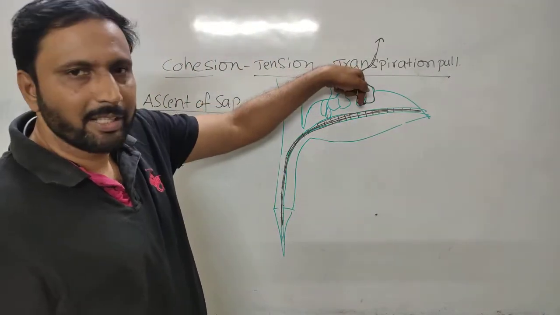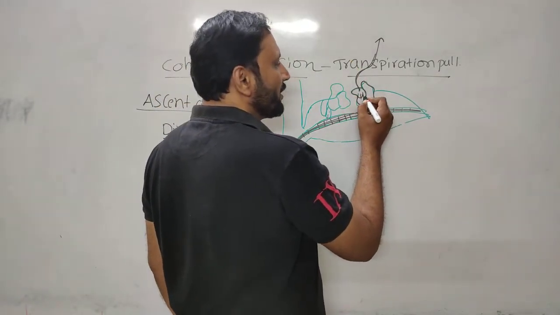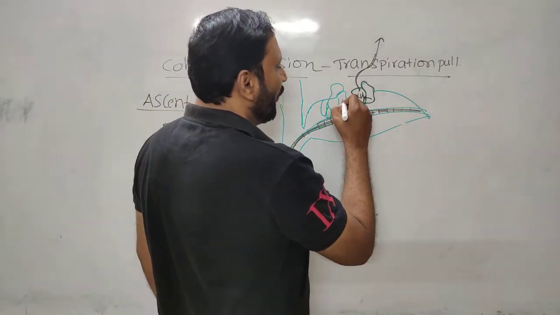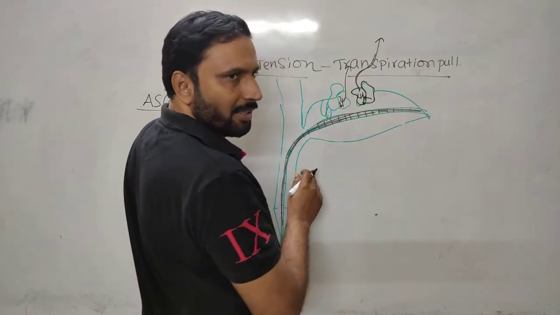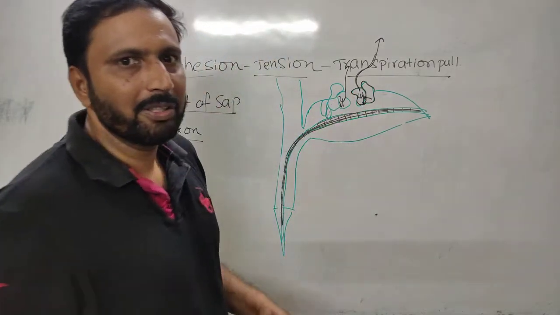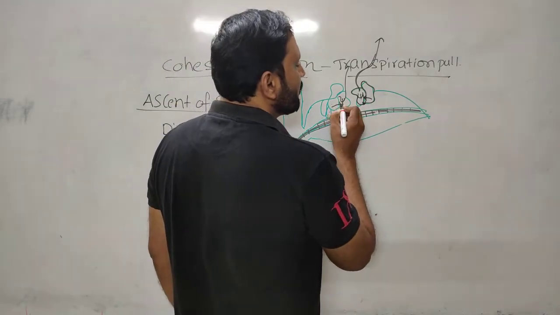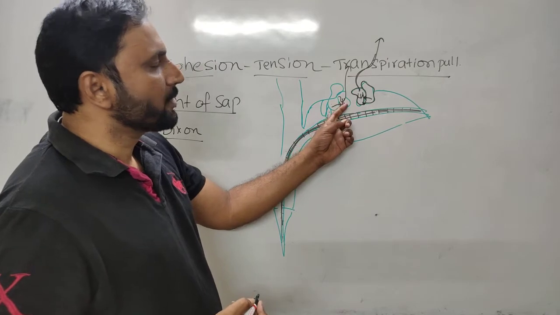When the water potential decreases in the guard cells, immediately water moves from subsidiary cells. Like that here also, this is the guard cell. When water evaporates here, water potential is decreasing. In the subsidiary cells, the water potential is high. So that is why water moves from subsidiary cells to guard cells.